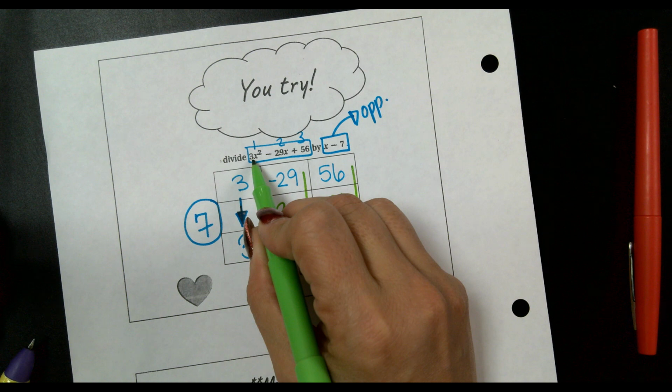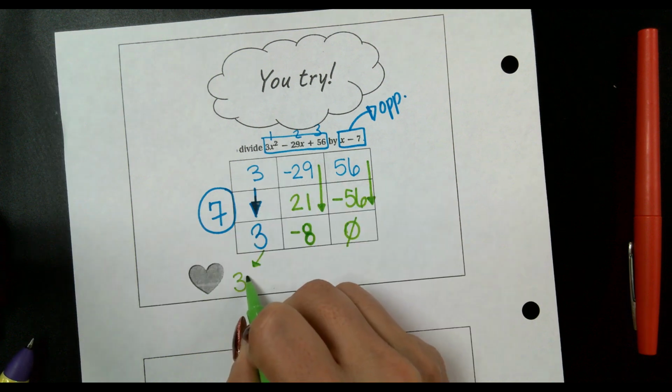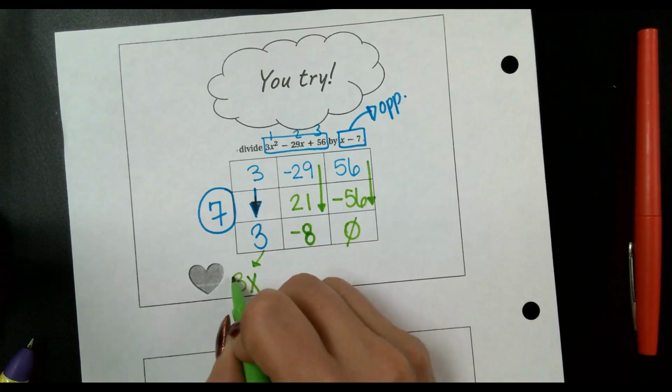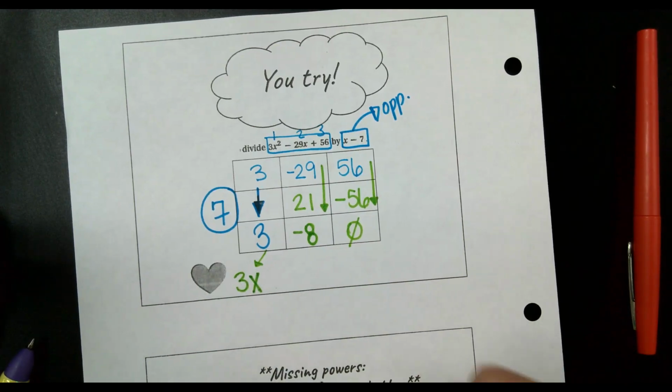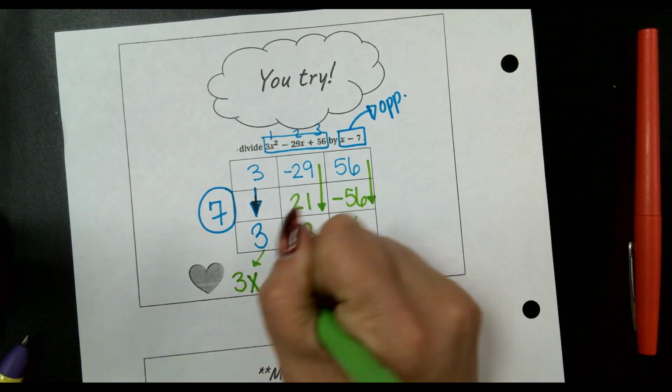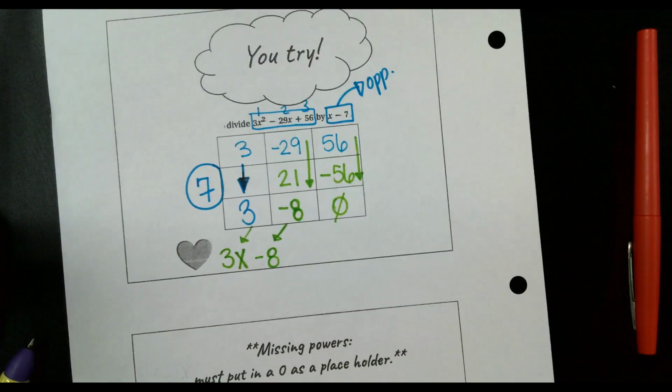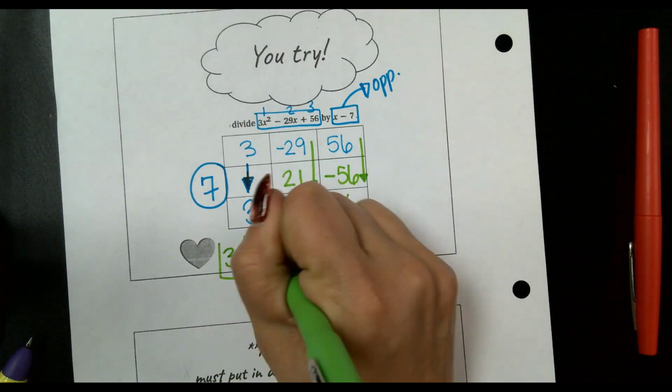Next problem started with x squared. This should just be what? 3x, because you drop one, right? Every single time you write your answer, the exponent should always be one less than the original. Would the 8 have an x with it? No. Now, do I have to put plus 0? No. If there's no remainder, you're done.